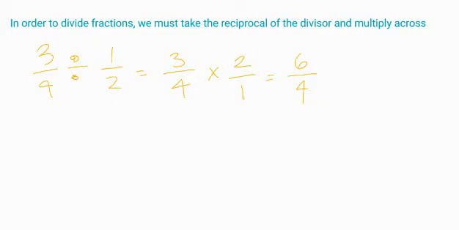If we want to divide fractions, we have to take the reciprocal of the divisor, and then we can multiply across. So in this example, we want 3/4 divided by 1/2. So the first thing we do is we keep the 3/4. Next, we have to change the division sign to a multiplication sign, and we have to take the reciprocal of the divisor. So we take 1/2 and we flip it, or take the reciprocal, which gives us 2/1. And then we can just multiply across as normal. So we have 3 by 2 is 6, and 4 by 1 is 4.